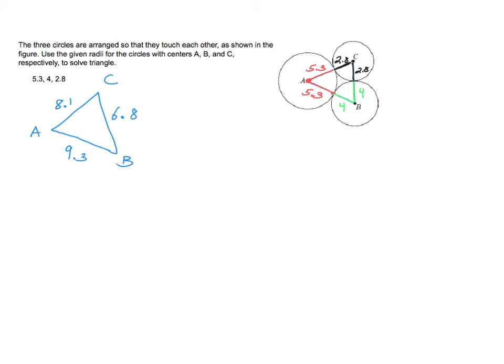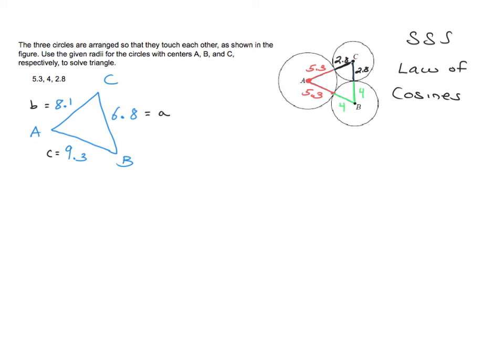And from here, this is a side-side-side case of a triangle, meaning we can use the law of cosines to solve for angles A, B, and C. I like to start with solving for the biggest angle, which will be opposite the longest side. So I'm going to set the law of cosines to solve for angle C. So that means this is side C, this is side A, and this is side B.